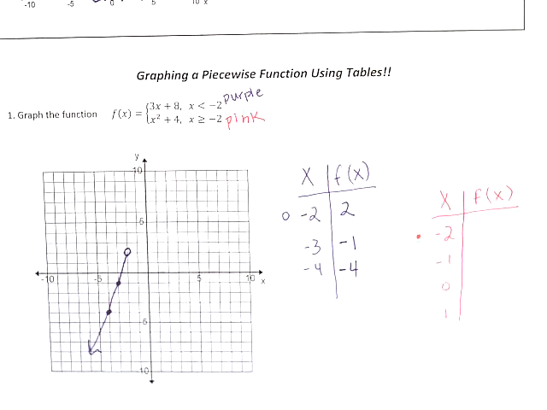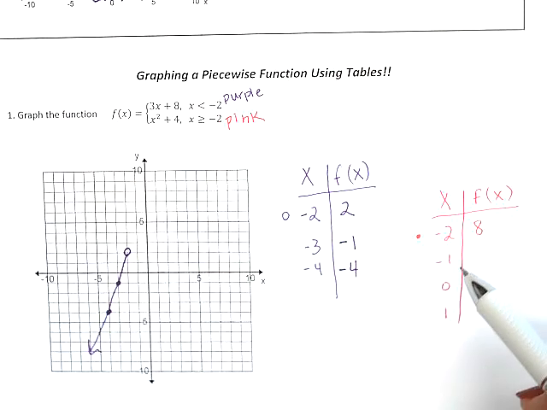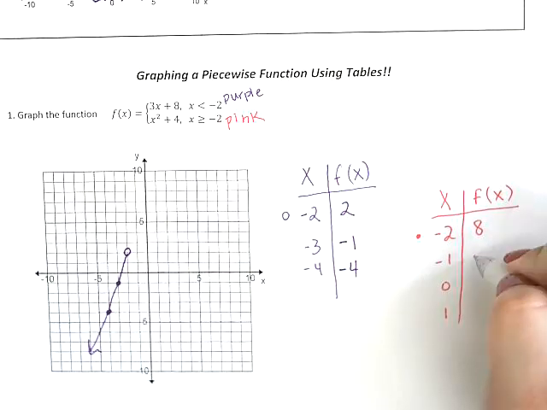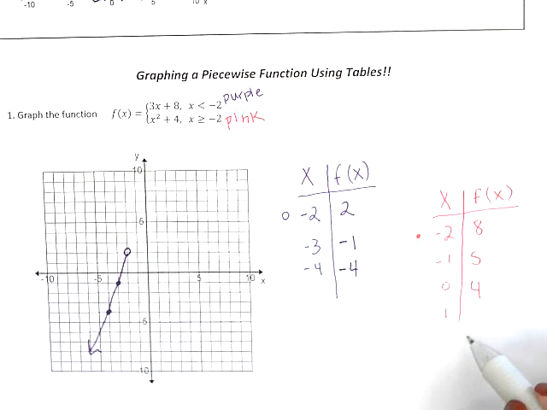All right, if we plug in -2, we'd have -2 squared, which is 4, plus 4, which is 8. Plugging in -1 squared is 1, plus 4, which is 5. Plugging in 0, we'd get 0 squared, which is 0, plus 4, so 4. And if we plug in a 1, we'd have 1 squared, which is 1, plus 4, which gives us 5.